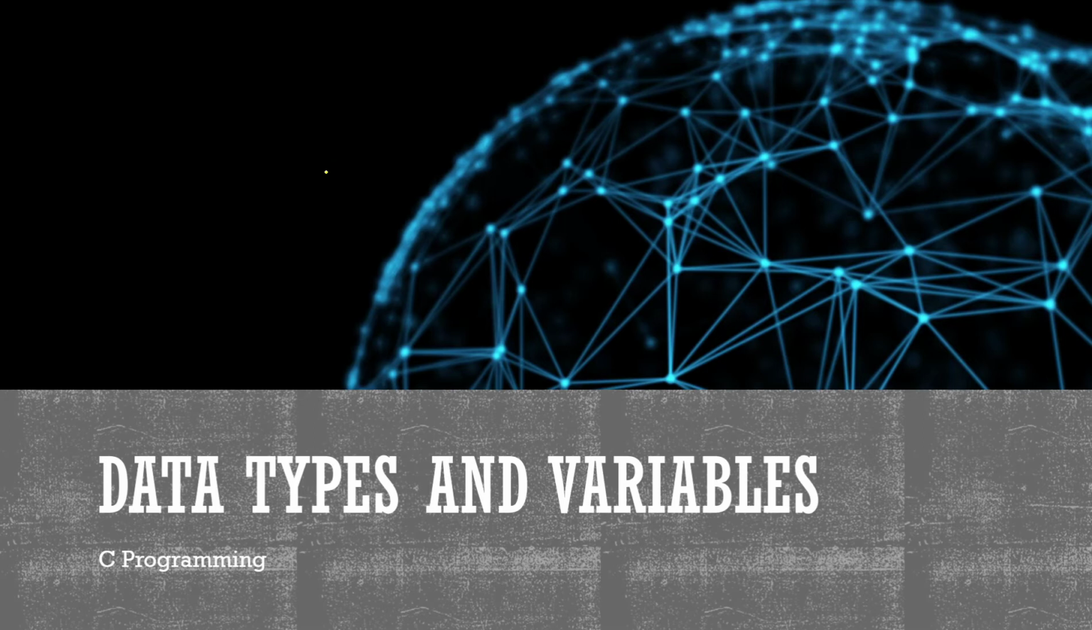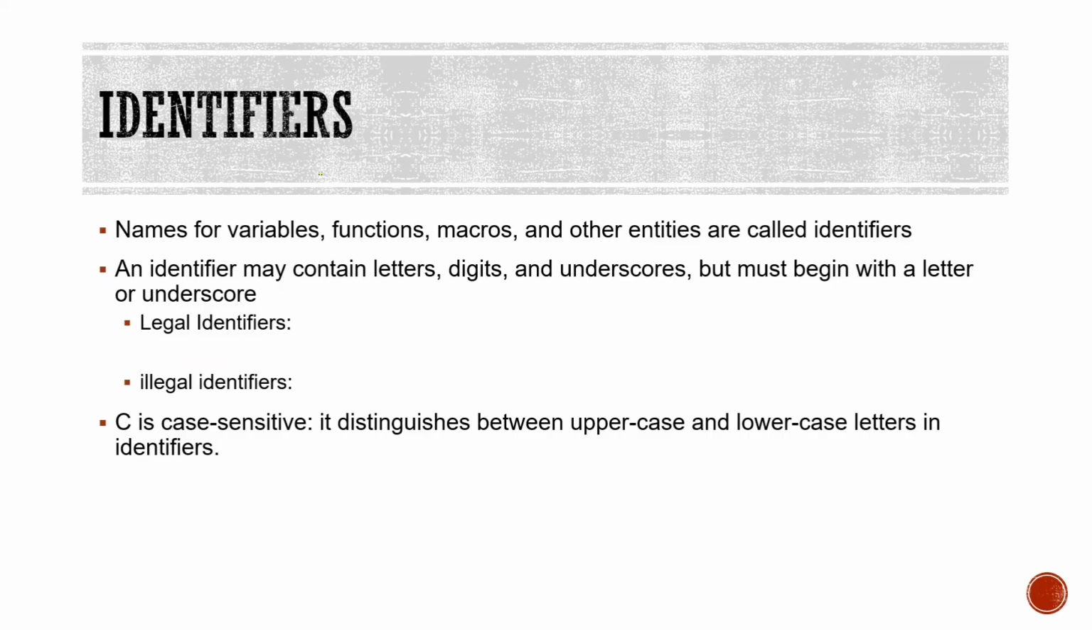So today we'll be focusing on data types and variables. Let's get started. The first part of learning how to do variables is we have to talk about identifiers. What identifiers pretty much are is just a name, but this name has rules. Identifiers can be names for variables, functions, macros, or other necessary units that we need to name.